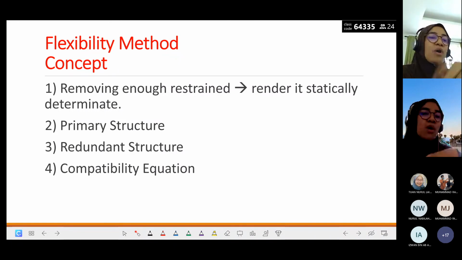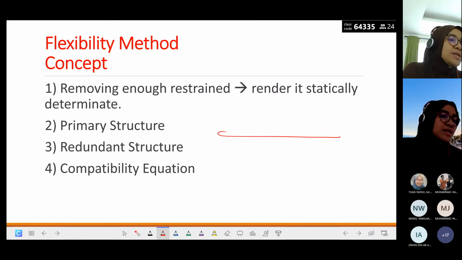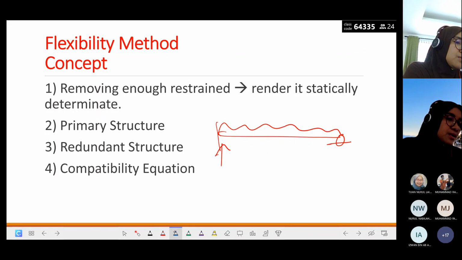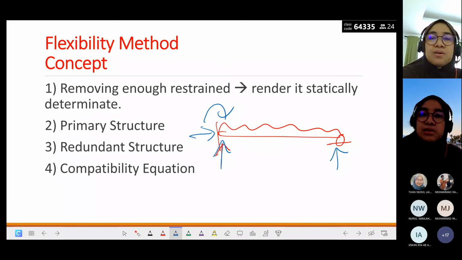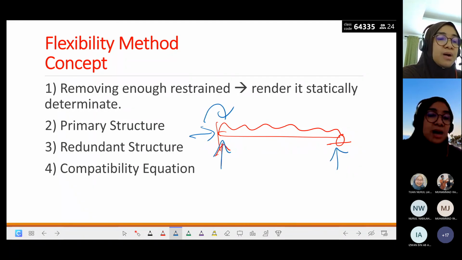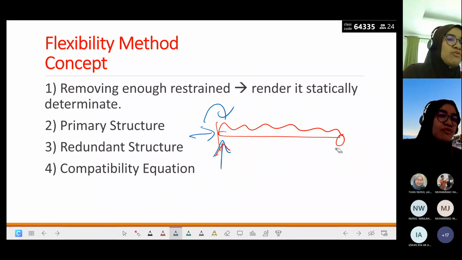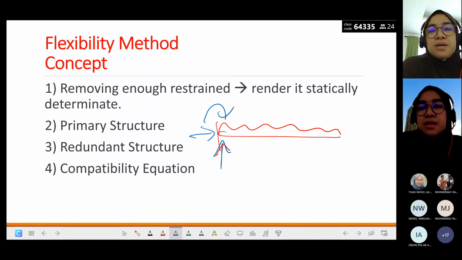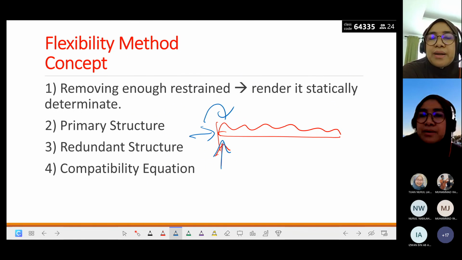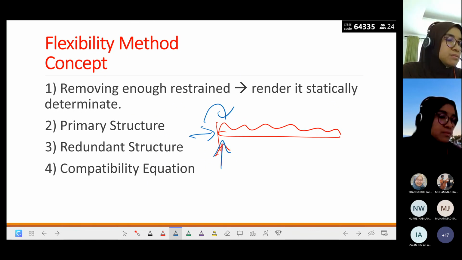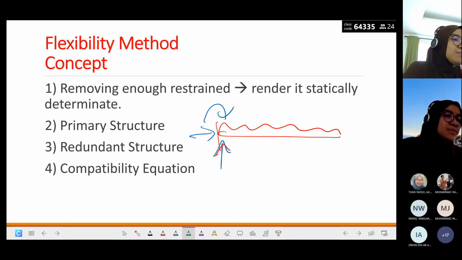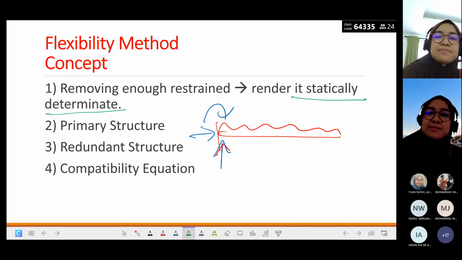Statically determinate. Just now the degree was 4, like this: 1, 2, 3, and 4. It is 4. Okay, if we, for example, remove 1, what happens? It will become statically determinate, right?